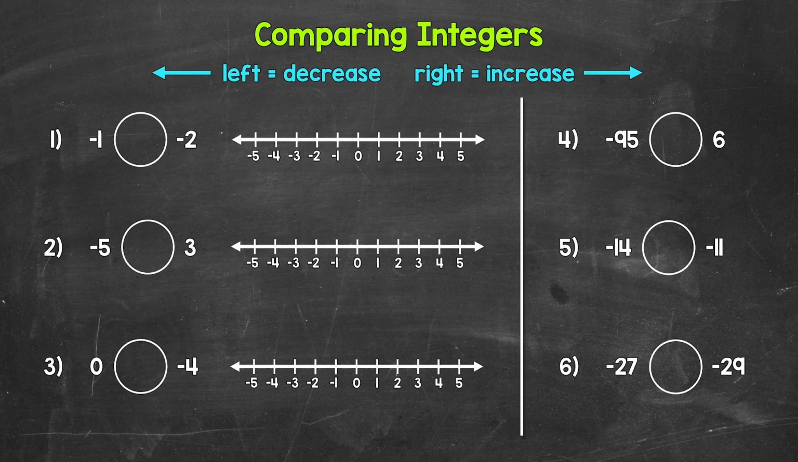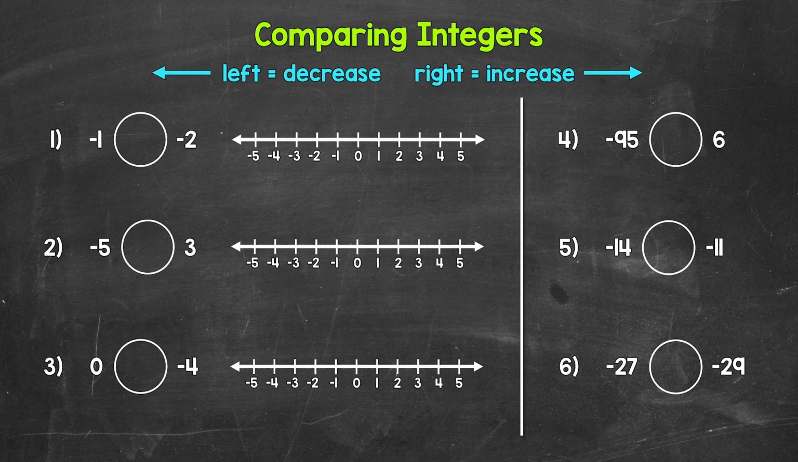Now let's take a look at comparing and ordering integers. We will start with comparing and then move on to ordering. For comparing, we will go through 3 examples where we will use a number line to help us compare, and then we will move on to 3 more examples where we will not use a number line.